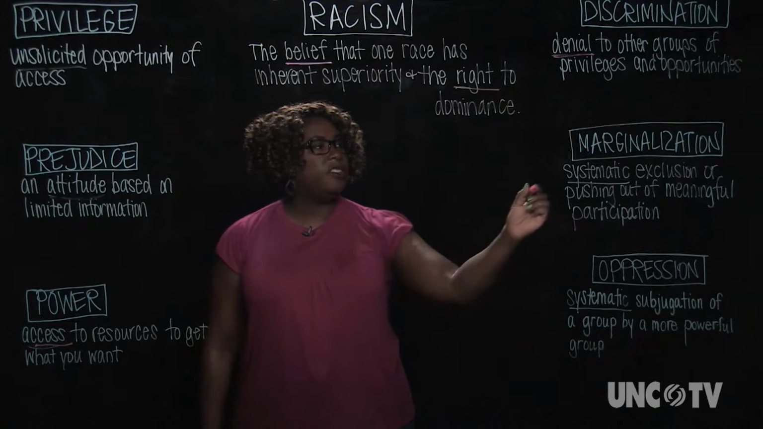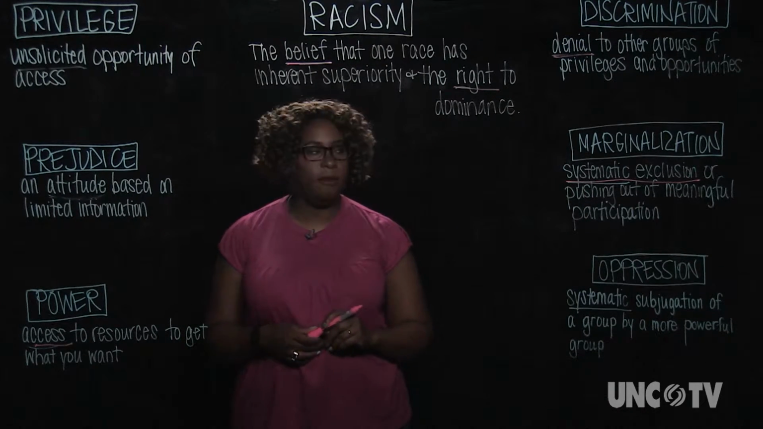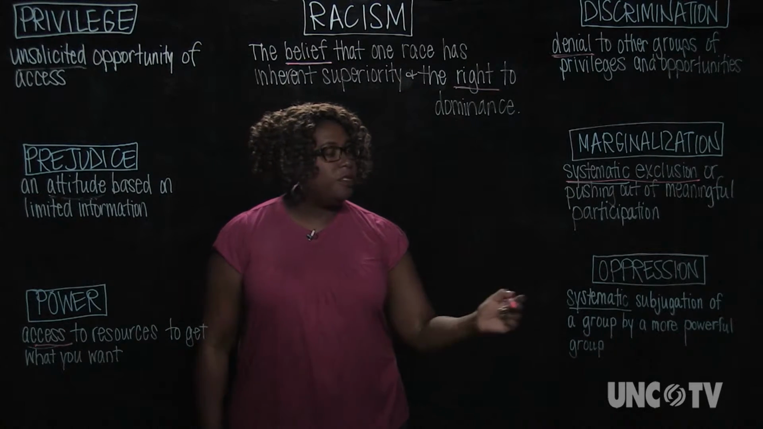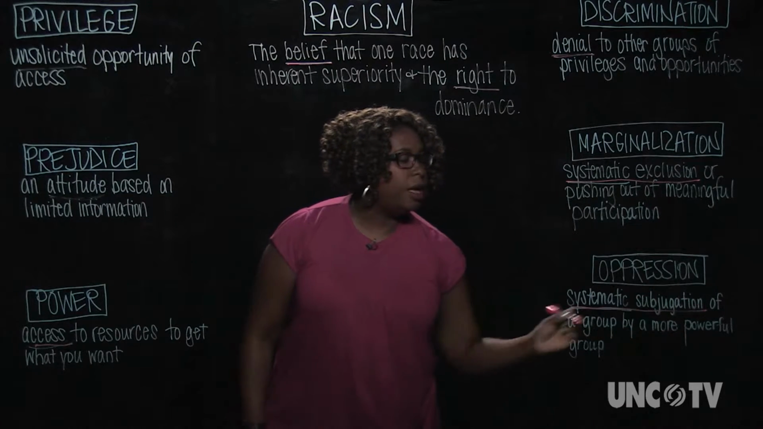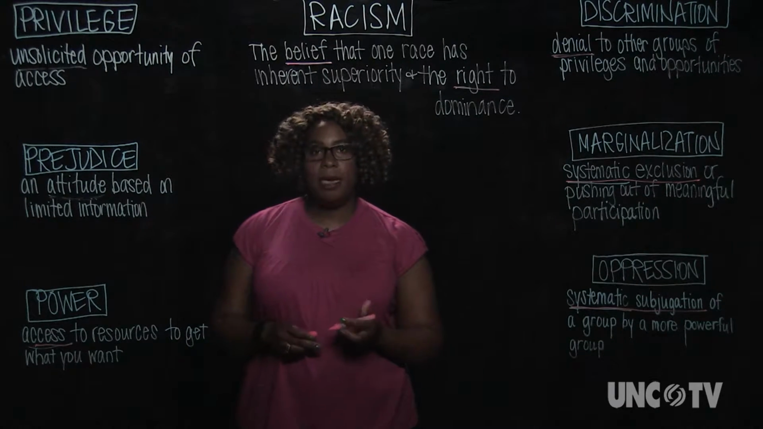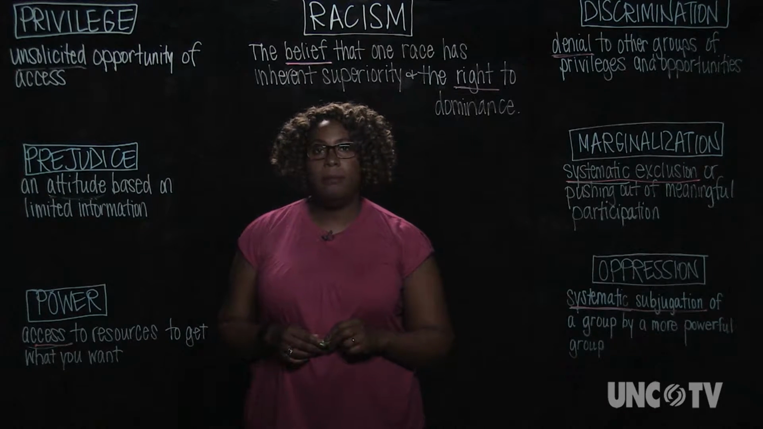Next is marginalization, which is a systematic exclusion or pushing out of meaningful participation. And last is oppression, which is the systematic subjugation of a group by a more powerful group. So now let's examine all of these components of racism on a micro and macro level.